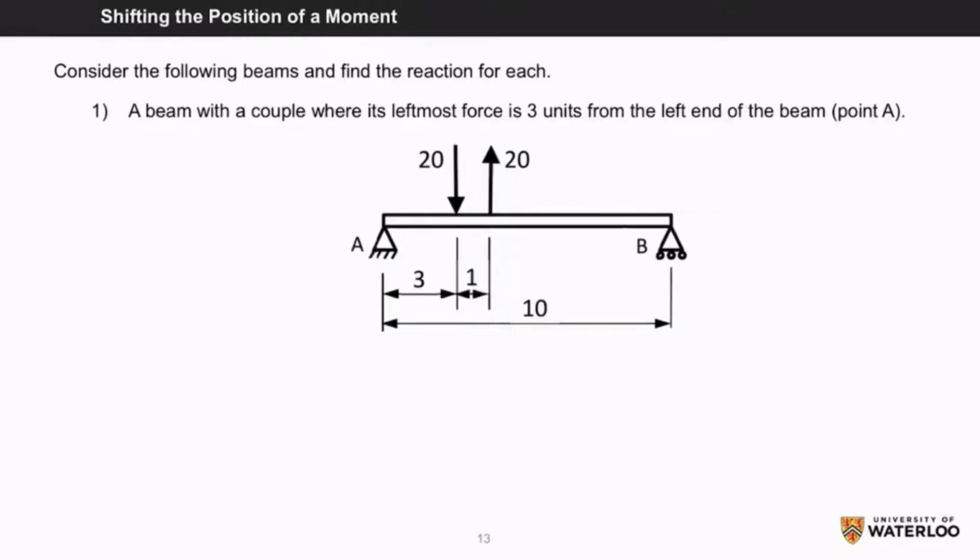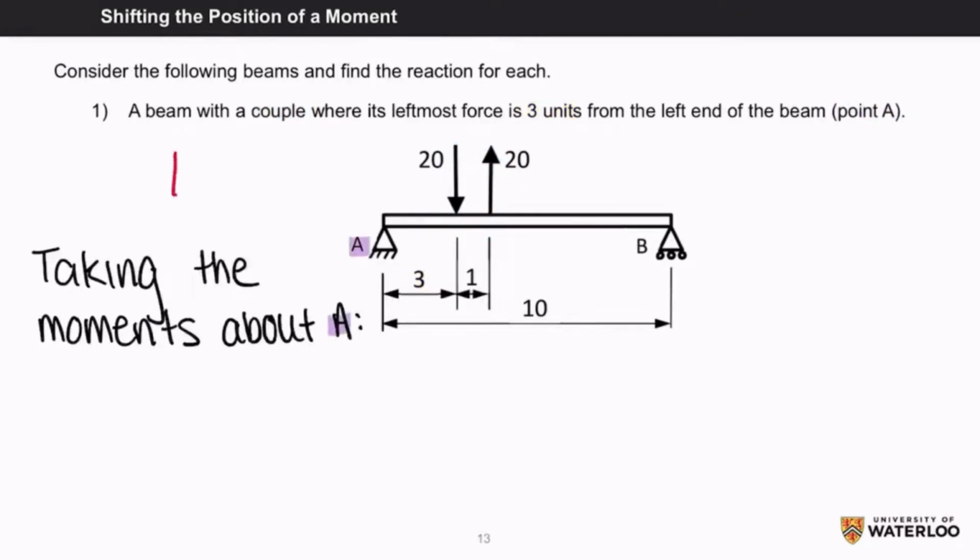First, a beam with a couple where its leftmost force is 3 units from the left end of the beam, point A. When taking the moments about A, you'll have your sign convention as well as the contributing forces to the moment of A, which in this example is By. This will give you M about A equals 0, as the system is in equilibrium and we are assuming counterclockwise is positive, which means clockwise is negative.